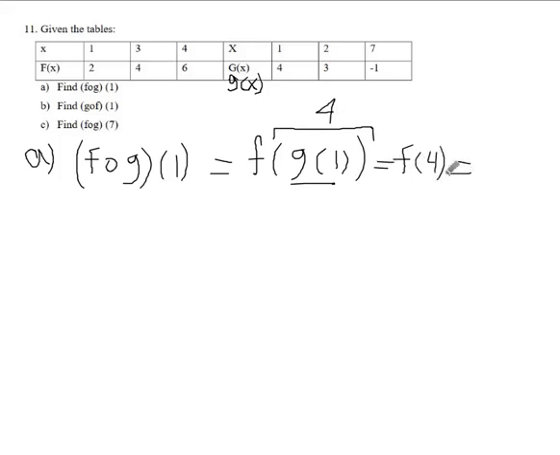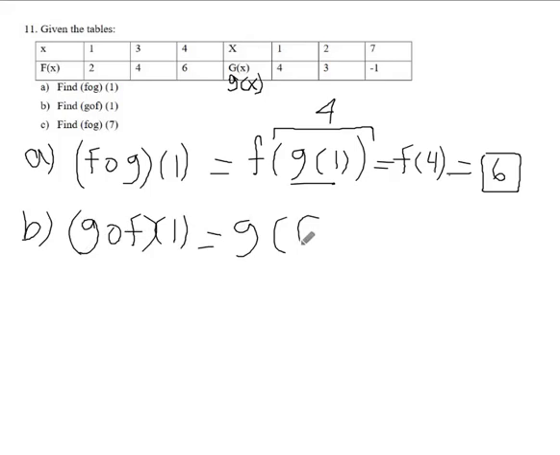Now for f of 4, I need to go back to my f function. When x equals 4, what is f of x? It is 6. So f of 4 is equal to 6. This would be the composition of f of g of 1. For part B, g of f of 1. So I have to look at the f function now and see what happens when x equals 1. When x equals 1 in the f function, f of that is equal to 2. So we're really finding g of 2.